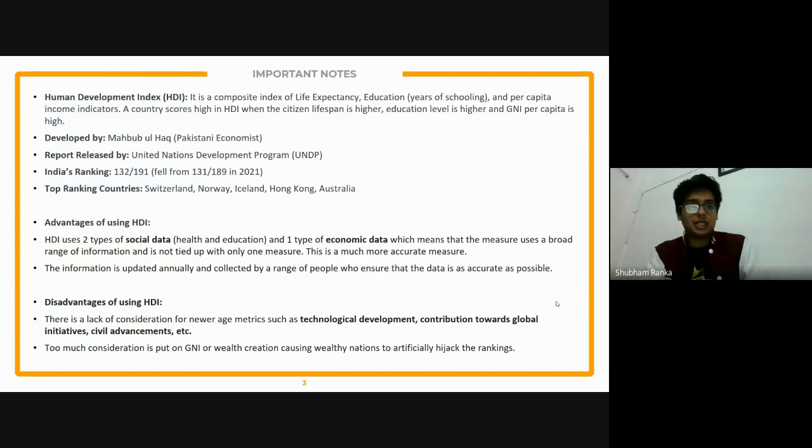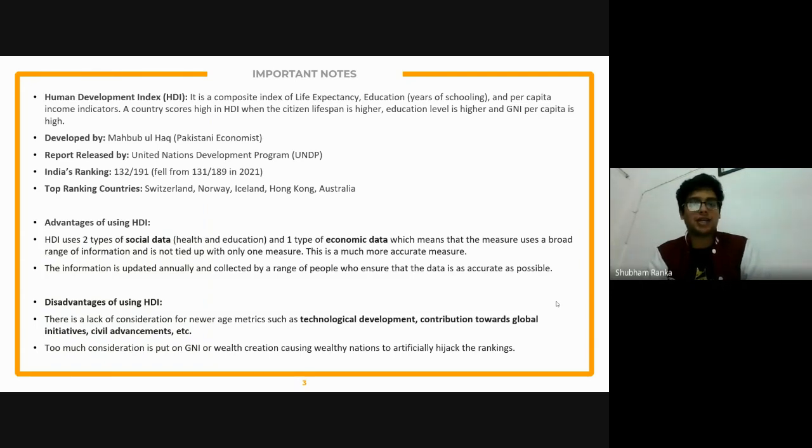First, a very important thing is it was developed by Mahbub ul Haq. Why it becomes important is because he is a Pakistani economist. Again, we don't see a lot of things that come out of Asian countries, or South Asian countries like Pakistan, India, Bangladesh, Sri Lanka, right? So if you get such an important index from a person in Pakistan, it becomes very important.